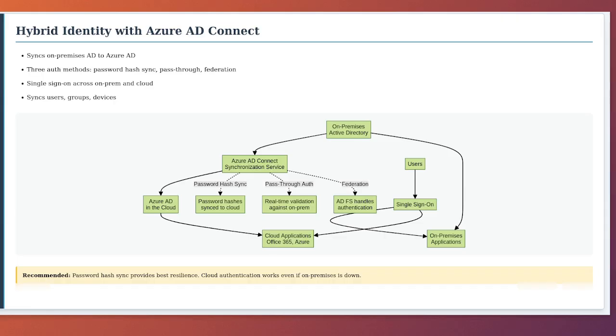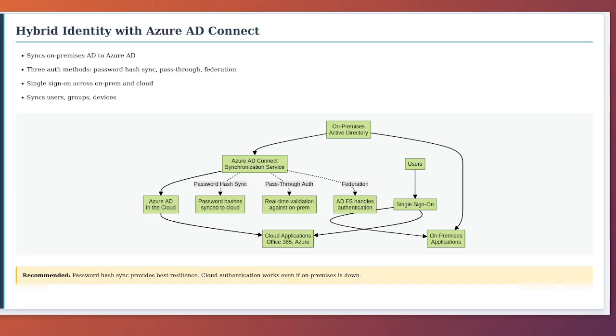Azure AD Connect runs on a server in your on-premises environment and periodically synchronizes user accounts, groups, and other objects from your on-premises Active Directory to Azure AD. The synchronization is one way by default, from on-premises to cloud, meaning your on-premises AD remains the authoritative source for user information. When you create a user in on-premises AD, Azure AD Connect syncs that user to Azure AD within minutes, creating a corresponding cloud identity.